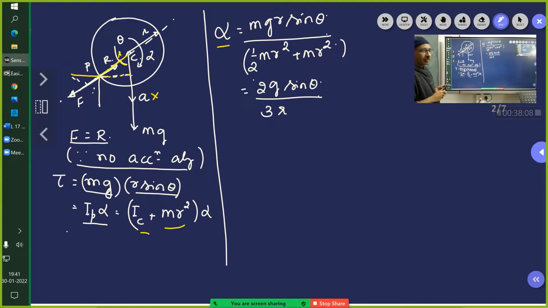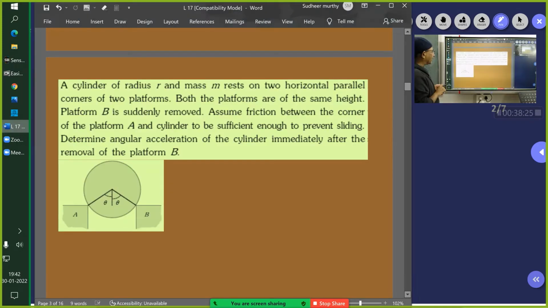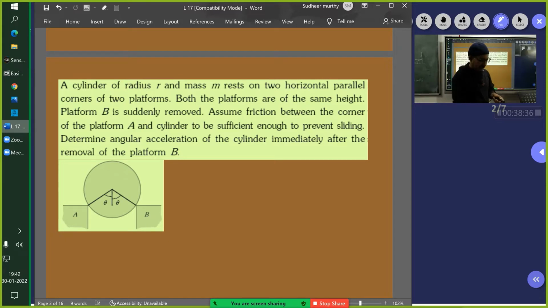Sir, I understood everything, but only one thing is friction. Friction force should act tangentially. It is acting. But it is static friction. It is only for support. Every time you are getting confused with this. Assume friction between the corner of the platform and cylinder is sufficient to prevent it from sliding. It doesn't slide out. See, this is going to go like this. It is not sliding like this.